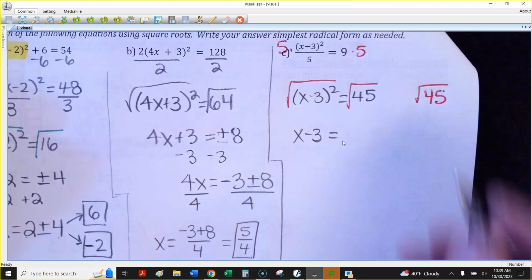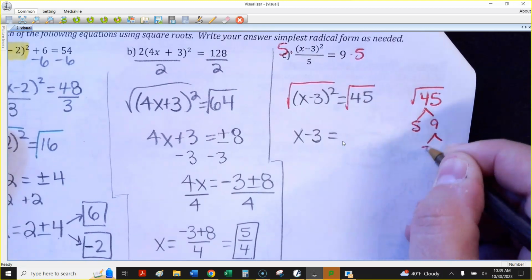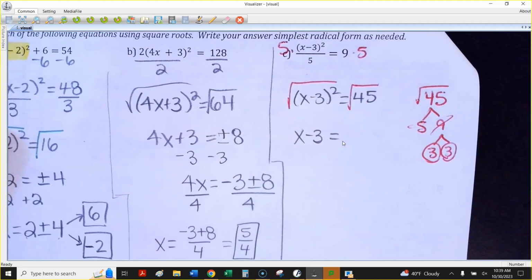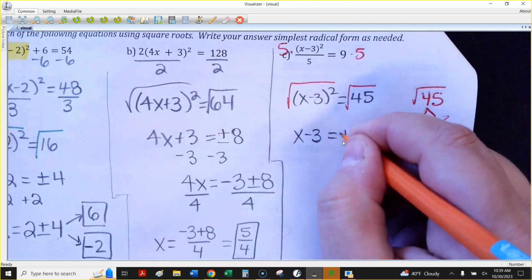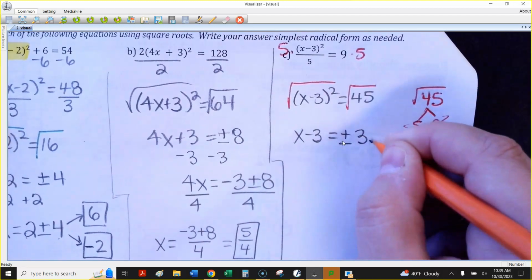5 and 9. Good. Now, 9 is a perfect square. It breaks down to 3 and 3. There's your partners right there, and 5 is left under the square root. So don't forget, because I almost did the plus and minus symbol, this would be 3 square roots of 5.